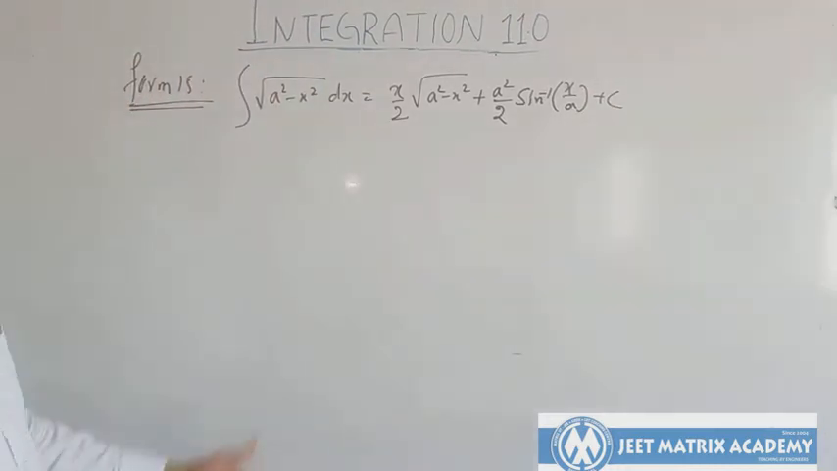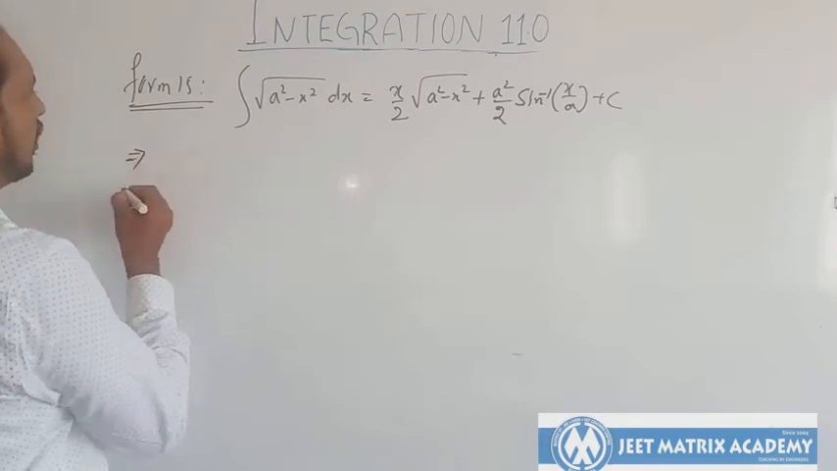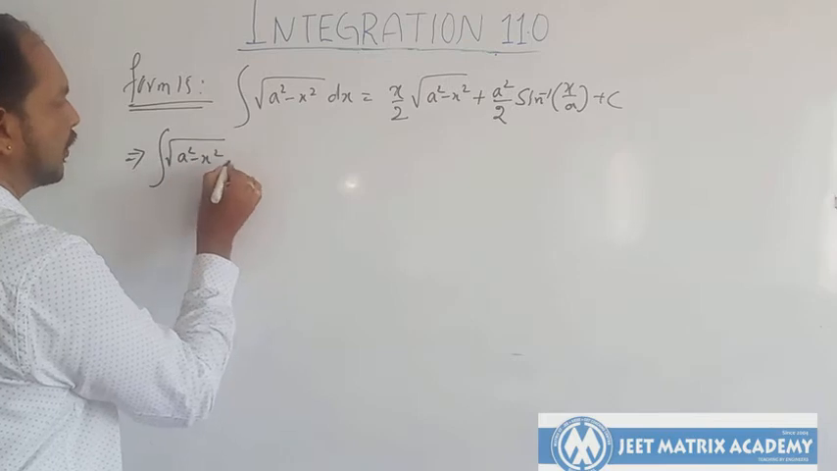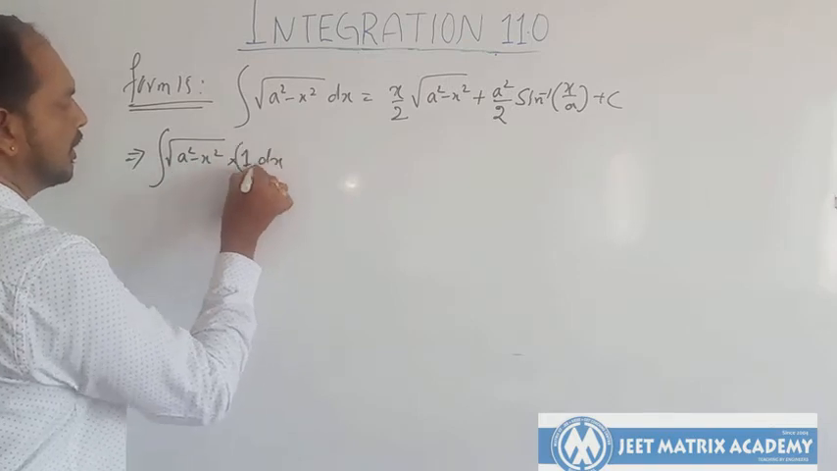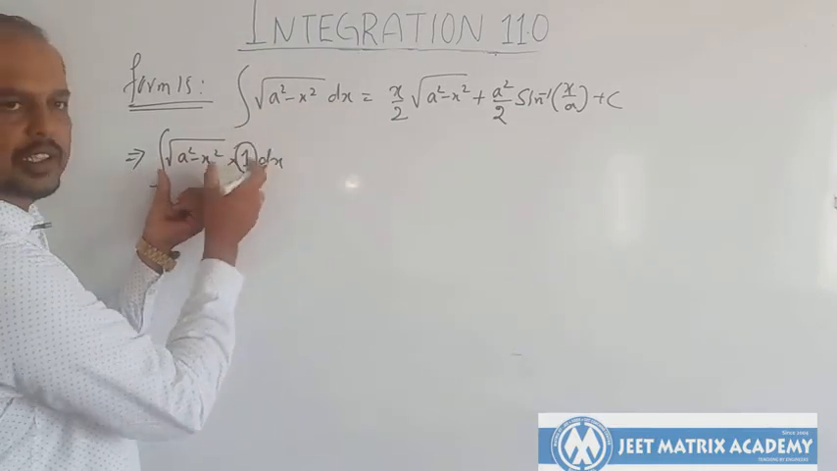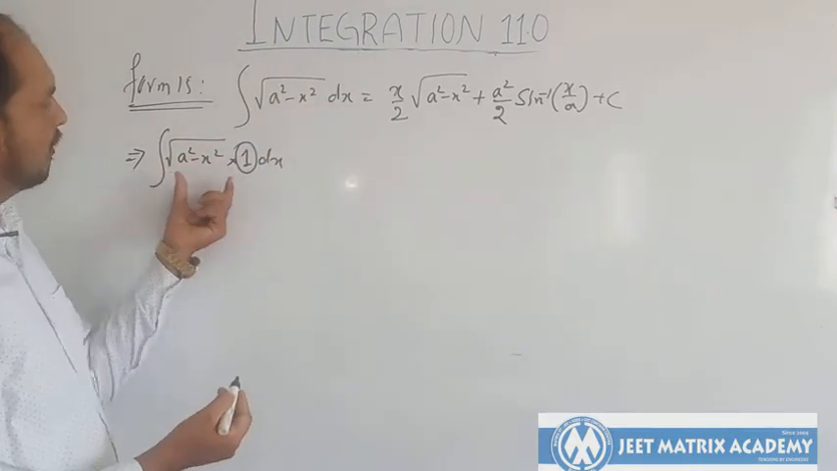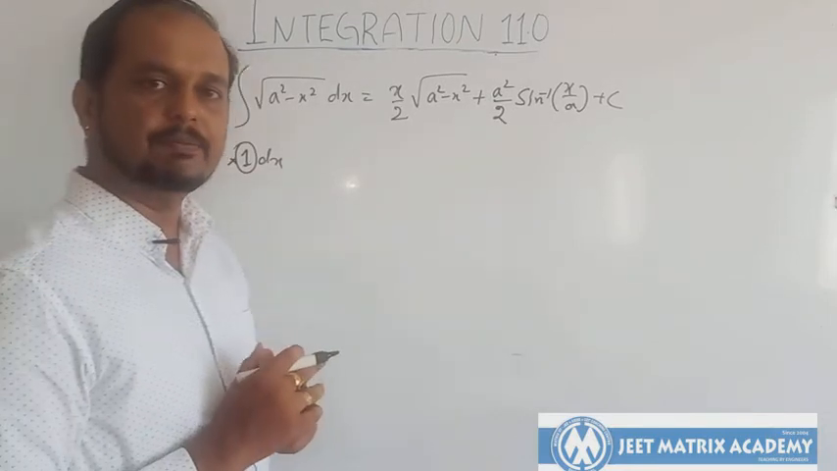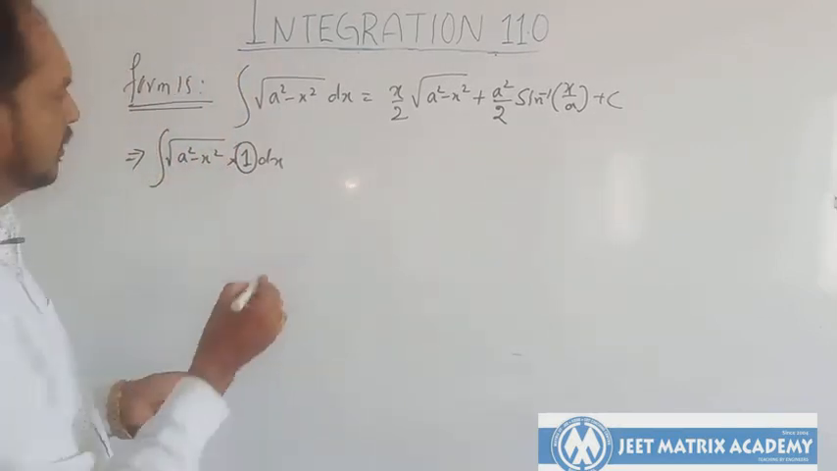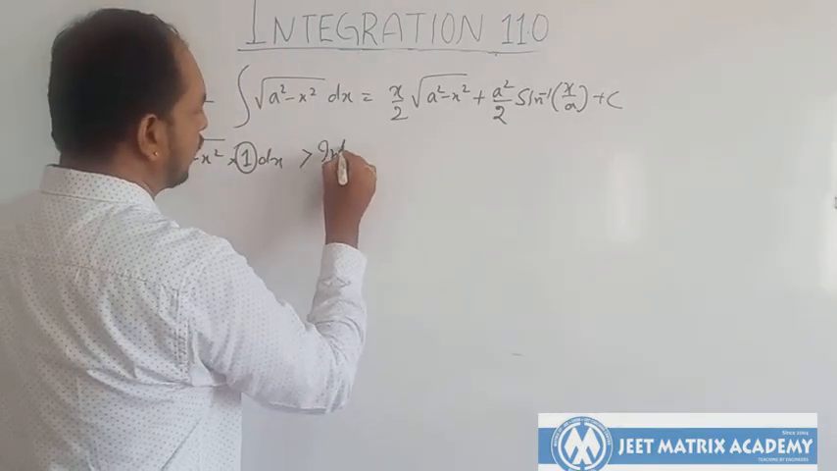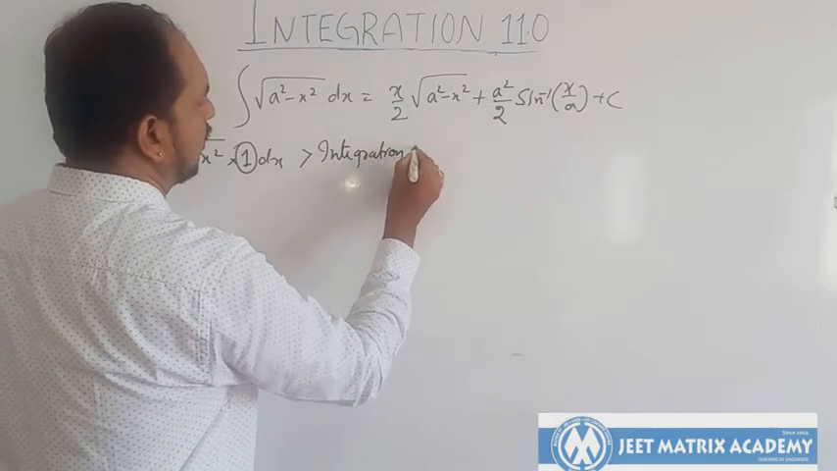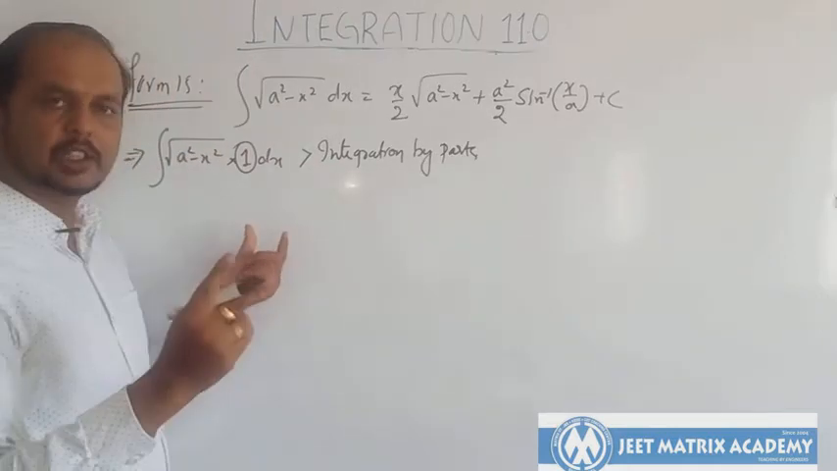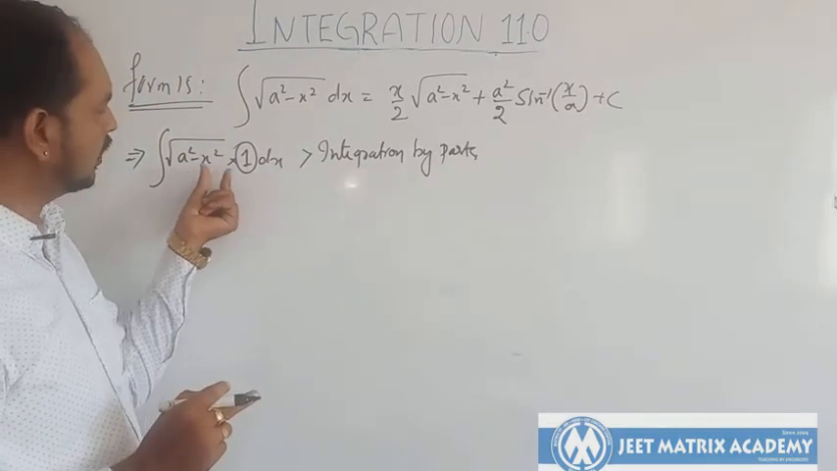What are you supposed to do? How to do such kind of integrations? So in all such cases, we are supposed to consider this as root of a square minus x square into 1 dx. This is very important. This into 1, it will be the same function, okay, but we have to consider this 1 just because we are supposed to follow integration by parts. So to do integration by parts, there should be two functions. The first function is root of a square minus x square, and the second is 1.